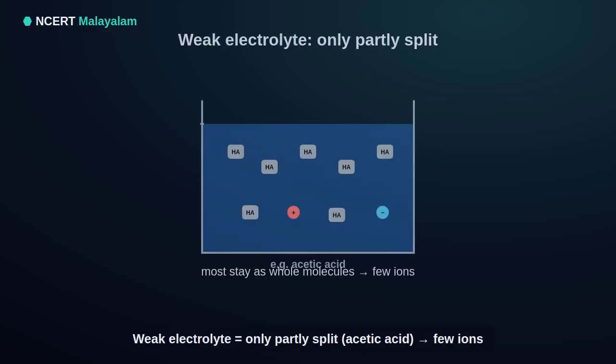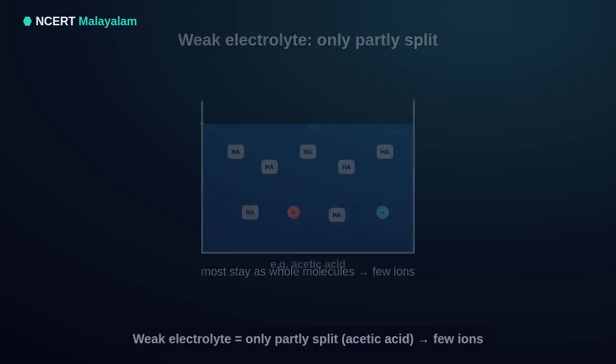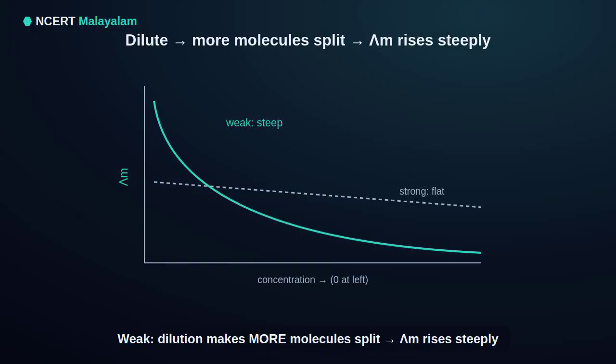Now the other type, the weak electrolyte. Things like acetic acid split only a little into ions in water. The rest stay as whole molecules. So at normal concentration there are few ions. But on dilution something new happens. As the water increases, more molecules split into ions. That is, the number of ions itself grows. So the molar conductivity rises steeply and quickly, not slowly like a strong electrolyte.